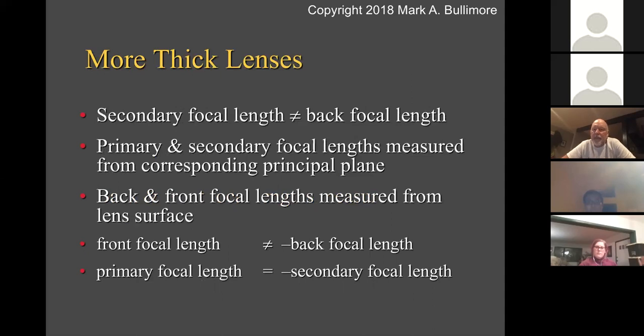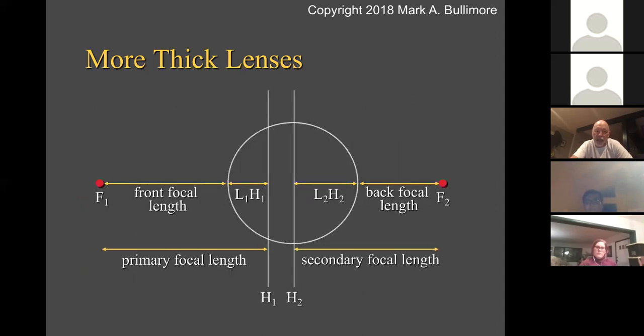Thick lenses. Remember that there are 2 different focal lengths for each surface. There's a primary focal length and a front focal length for the front surface, and a secondary focal length and the back focal length for the back surface of the lens. They're not the same. The primary and secondary focal lengths are measured from the corresponding principal plane. The back and front focal lengths are measured from the surface. So it's those back and front focal lengths that correspond to the vertex power. Because of that, if you've got an asymmetric lens like a meniscus, the front and back focal lengths won't be equal and opposite, but the primary and secondary focal lengths, providing you're in air, will be equal and opposite.